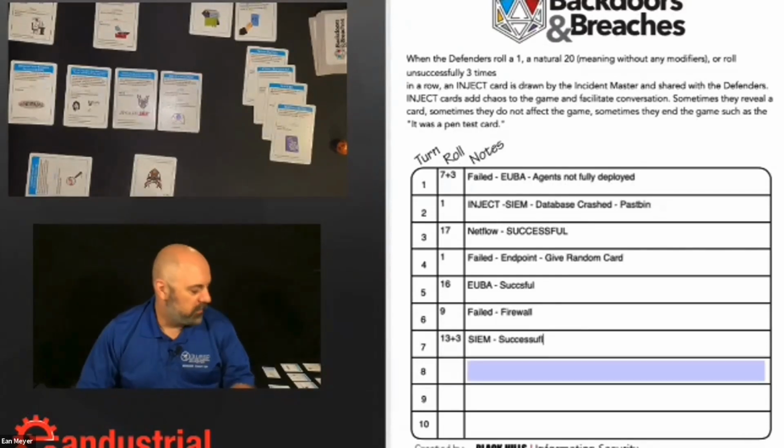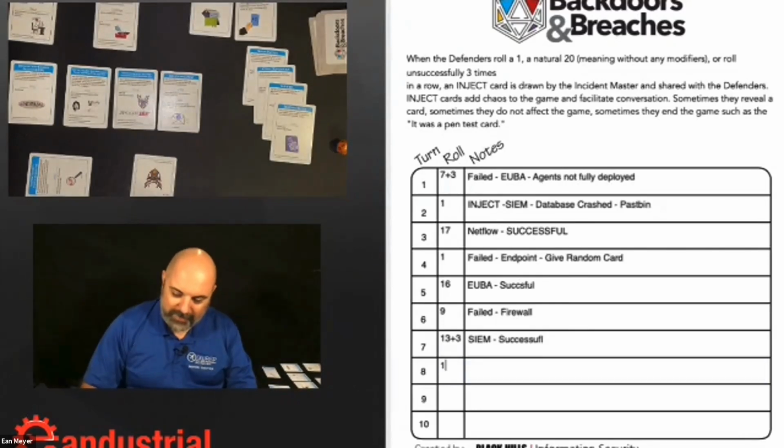15. See, there we go. So 15. Starting to get concerned with that die.